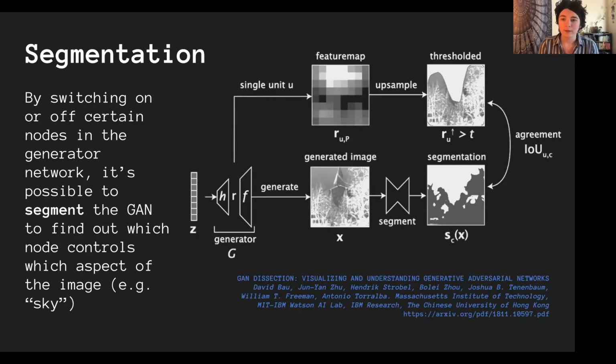Segmentation is a really interesting approach to figuring out exactly what each node in the generator's neural network is doing. So by switching on and off specific nodes within the network, you can figure out what those nodes are controlling through segmentation. In this example, we can see the feature map, then the thresholded image, and then the image segmentation, which tells us that the node that was turned off was controlling for sky, for example.